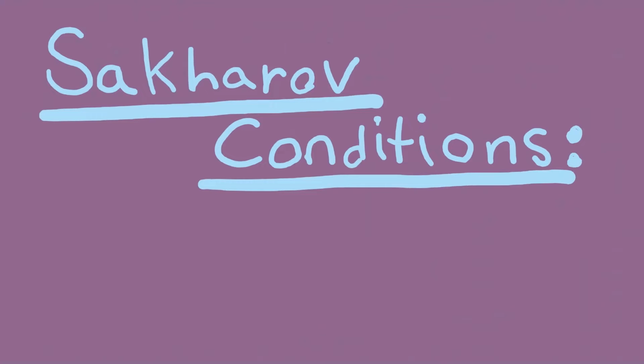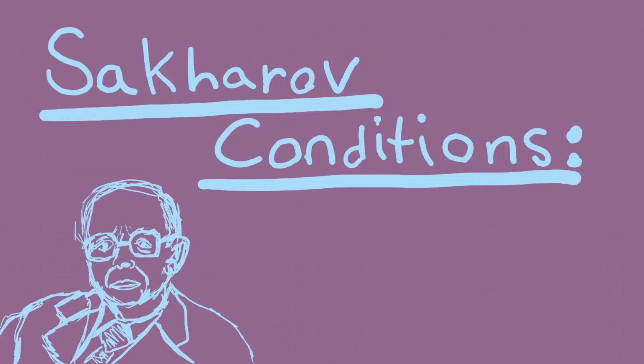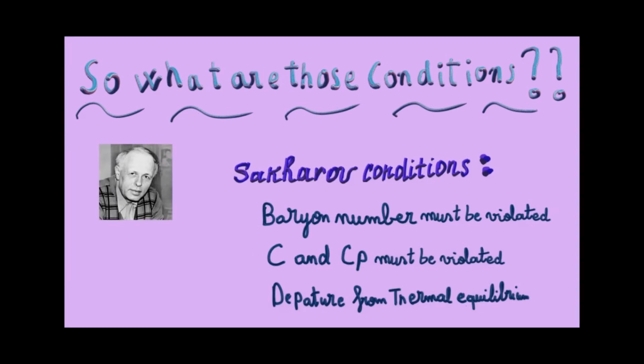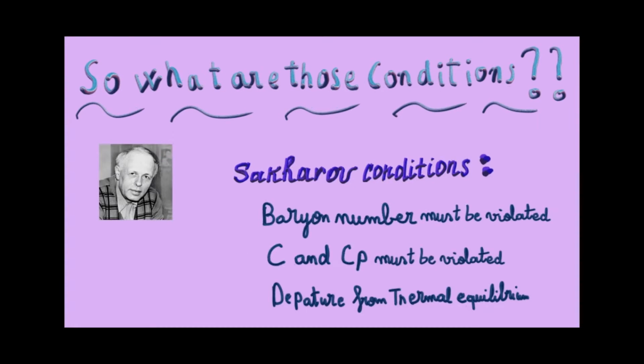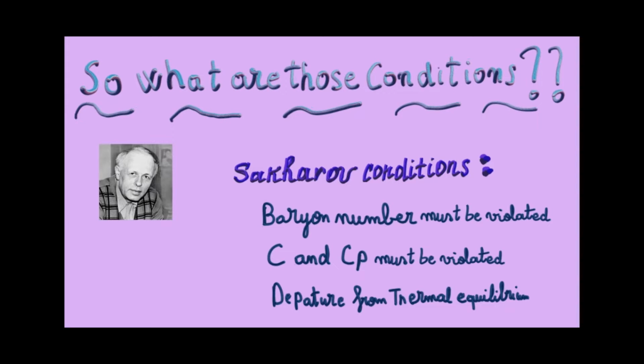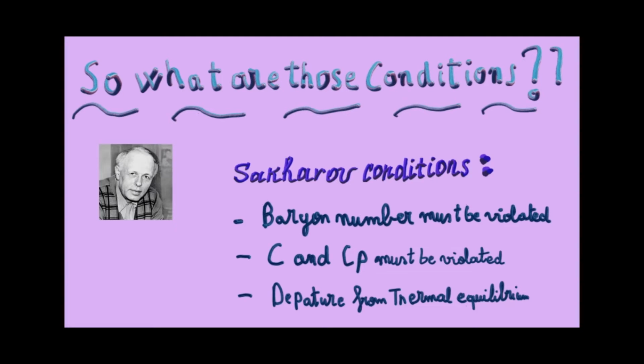The creation of a matter-antimatter asymmetry seen in baryogenesis is theoretically possible where none existed initially if certain conditions are met. And these conditions are called the Sakharov conditions, found by physicist Andrei Sakharov. These conditions are baryon number violation, C-symmetry and CP symmetry violation, and also interactions out of thermal equilibrium.